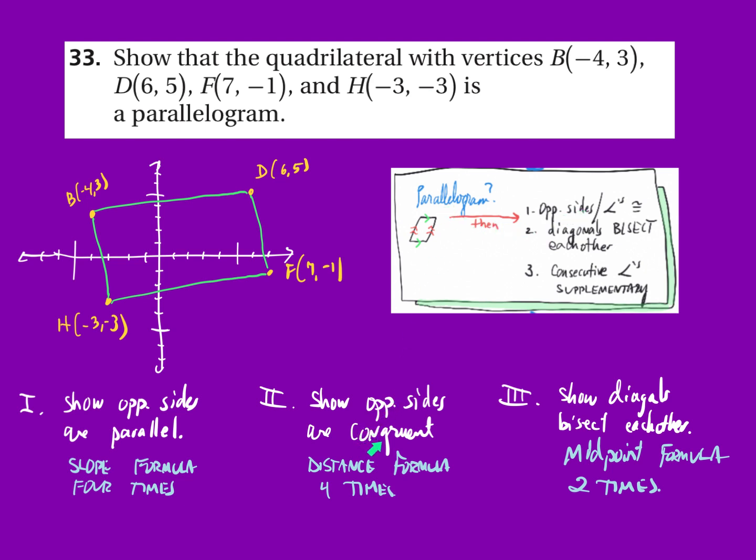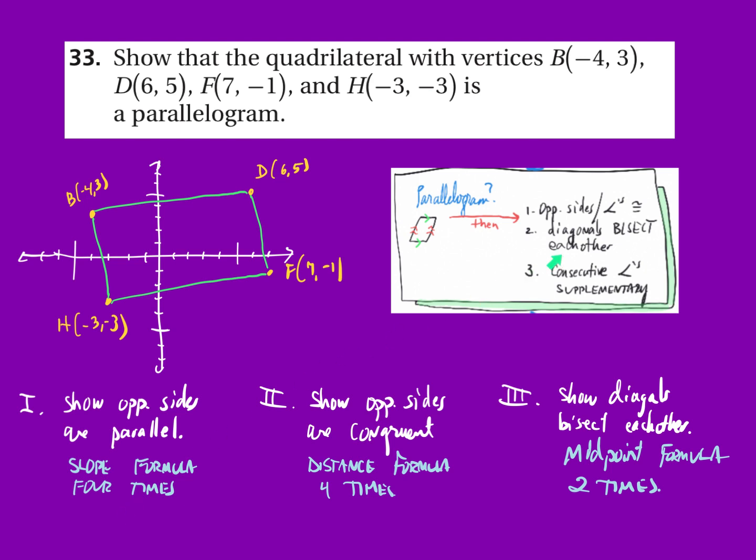If opposite sides are congruent, then it's a parallelogram. So we can show the opposites are congruent by using the distance formula, but we'd have to do it 1, 2, 3, 4 times. We could also show that opposite sides are parallel. Look at the definition. If opposite sides are parallel, then it's a parallelogram, and that would do what they asked us to do. So we'd have to show that these two sides have the same slope, but also that these two sides have the same slope. We'd have to use the slope formula 4 times.